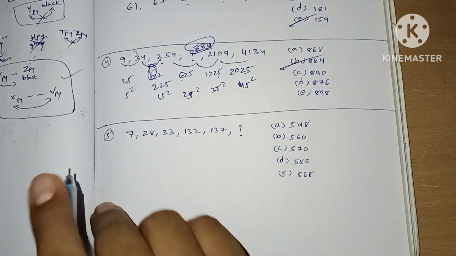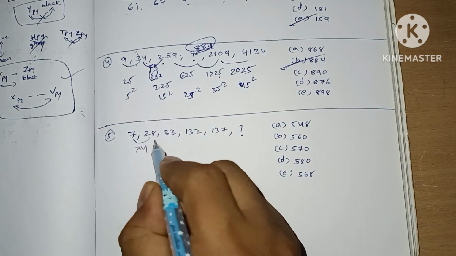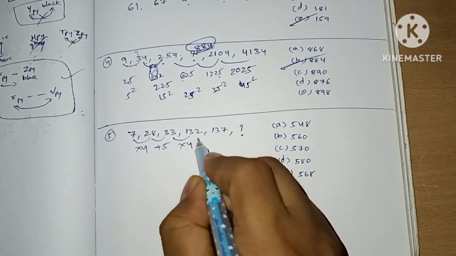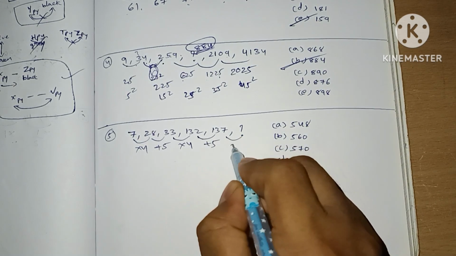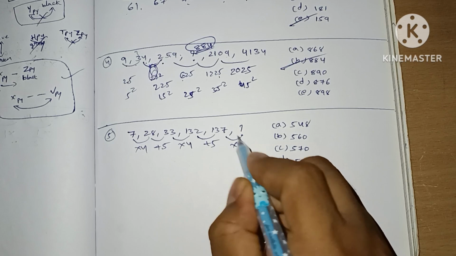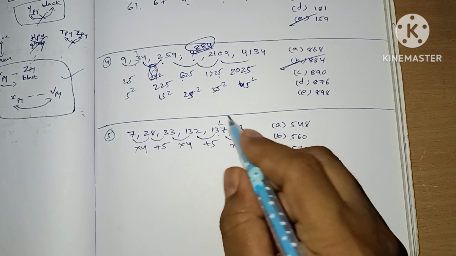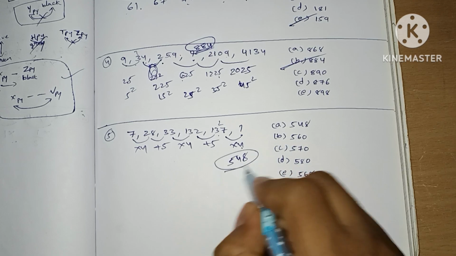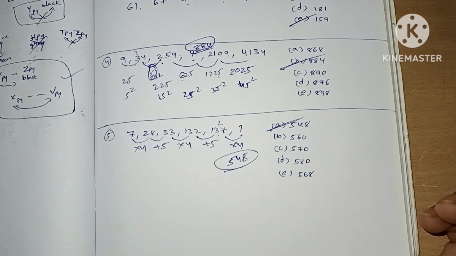Next question. Here I can see this is into 4 times plus this will be 5. This is into 4 times, this is plus 5. So into 4 times. 7 4 times is 28, 7 3 times 4 12 14, 4 5 5 48 is our answer. Option A, 548.